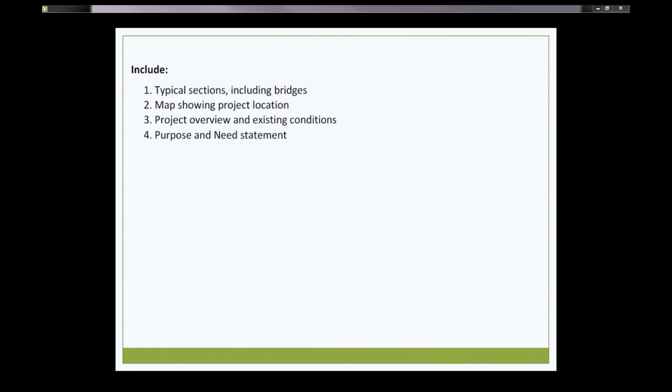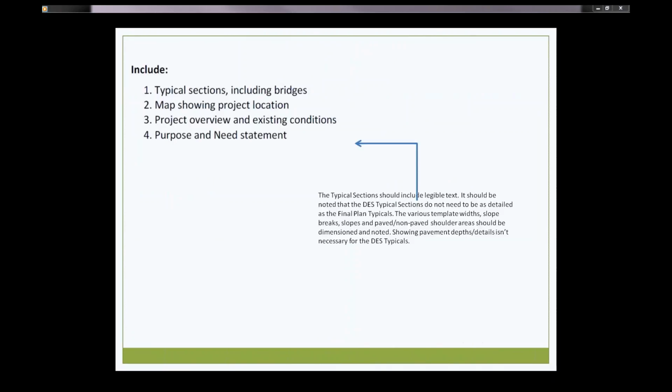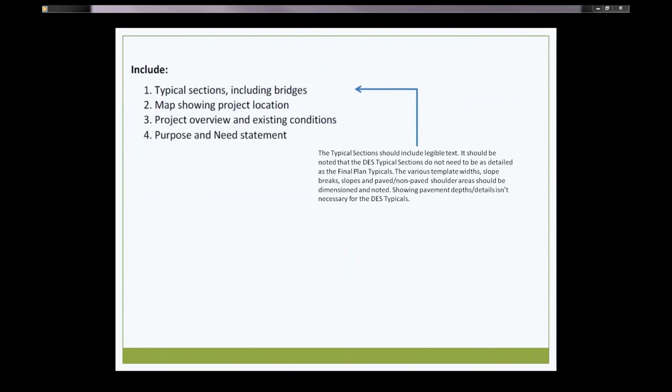Okay, for the various sections within the DES, that was the forum. Now we're going to talk about the report itself. The typical sections, including bridges, should include legible text. It should be noted that the DES typical sections do not need to be as detailed as the final plan typicals. The various template widths, slope breaks, slopes, and paved, non-paved shoulder areas should be dimensioned and noted. Showing pavement depths and pavement details isn't necessary for the DES typicals.